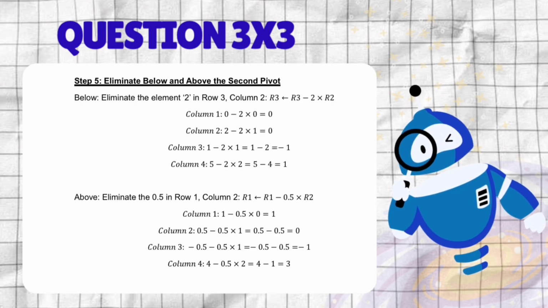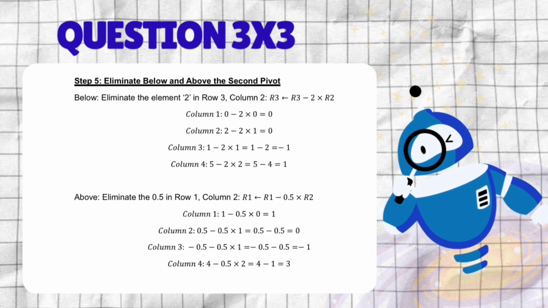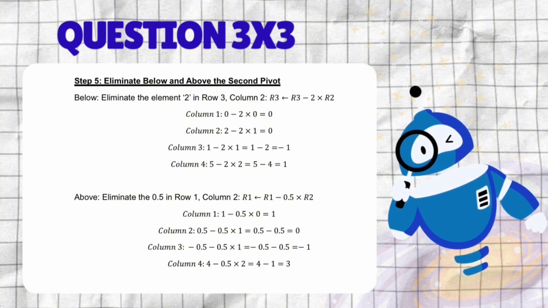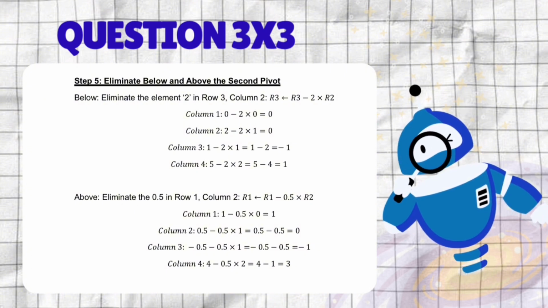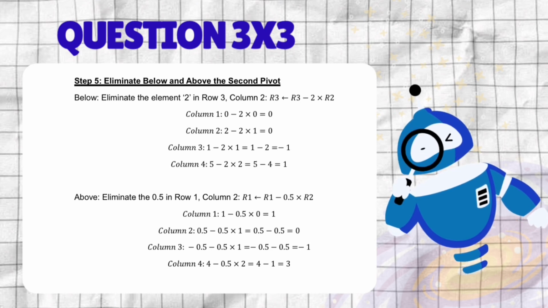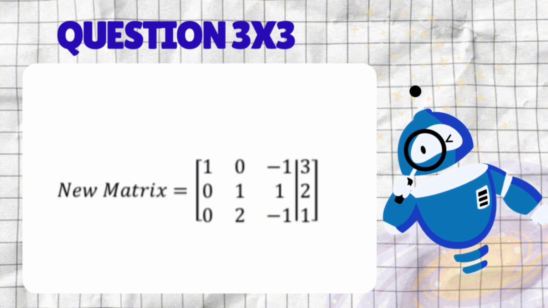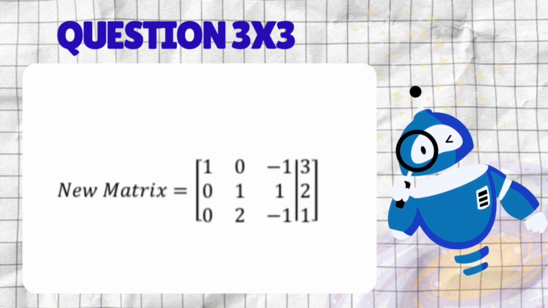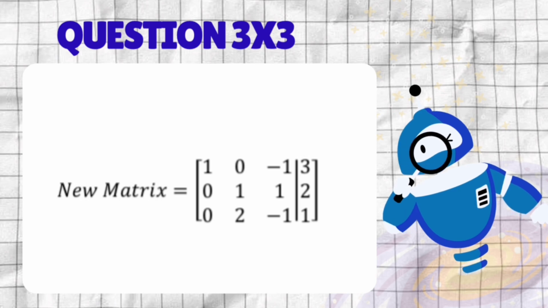Now clear column 2. First, eliminate the 2 in row 3 by subtracting 2 times row 2. Then, eliminate the 0.5 in row 1 by subtracting 0.5 times row 2. After that, column 2 has a clean pivot with zeros above and below.